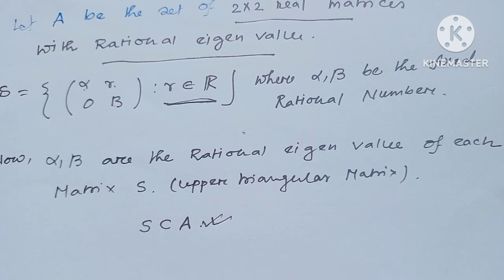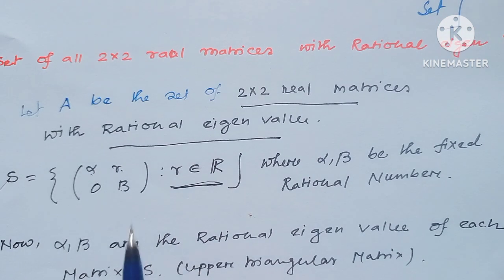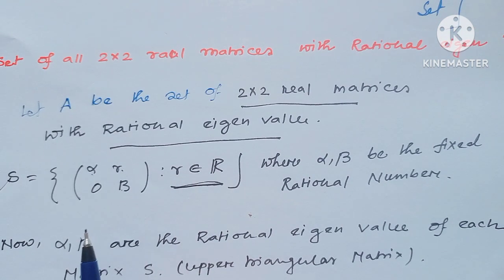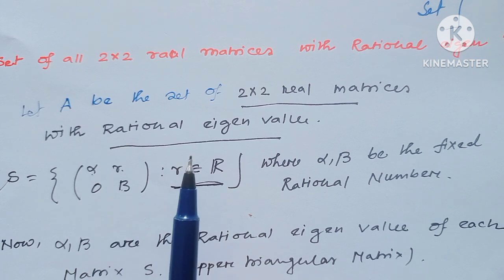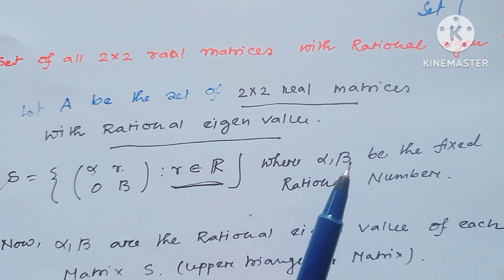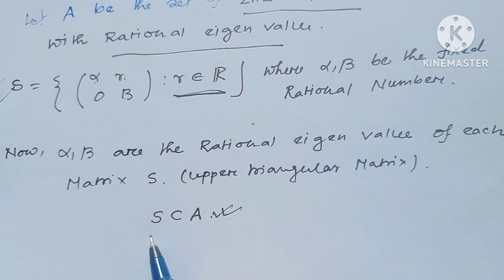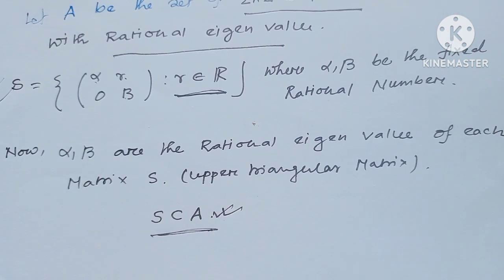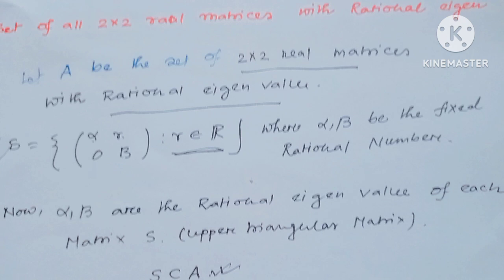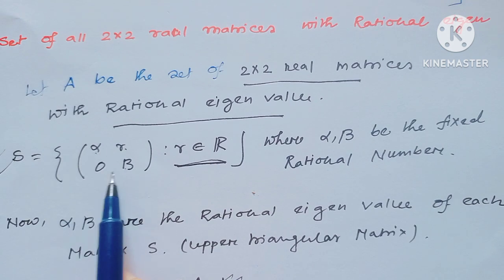S is the set of all 2 cross 2 upper triangular matrices of this form, and A is the set of those 2 cross 2 real matrices whose eigenvalues are rational. Since S is contained in A, what is the cardinality of S?